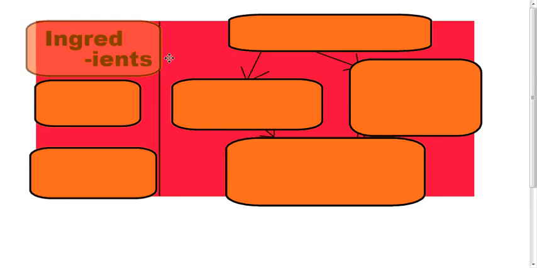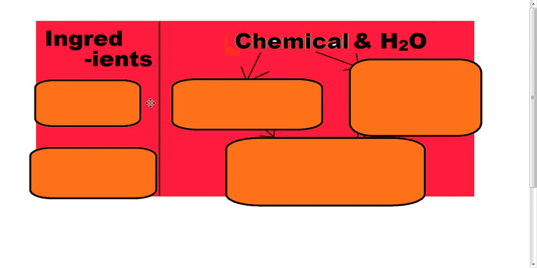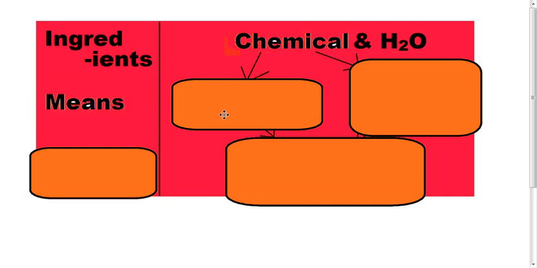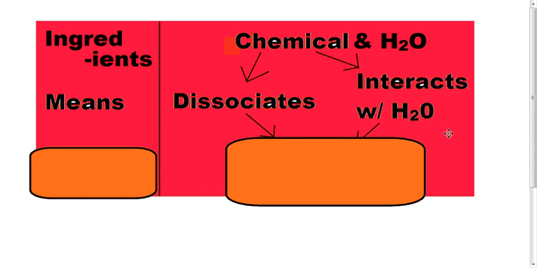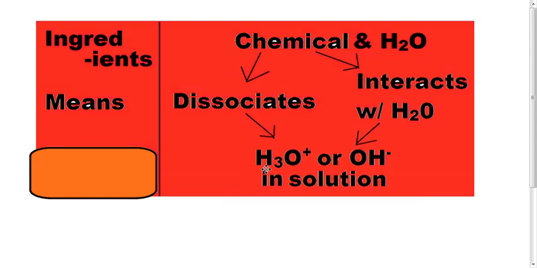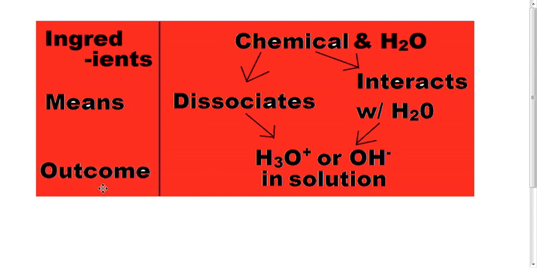Now, the ingredients of these are the chemical and the water, and the means by which the chemicals can make something acidic or basic is by dissociating or basically interacting with water to make hydronium or hydroxide in solution. And those are the outcomes. The outcomes of either option are the same, it's just how it gets accomplished.